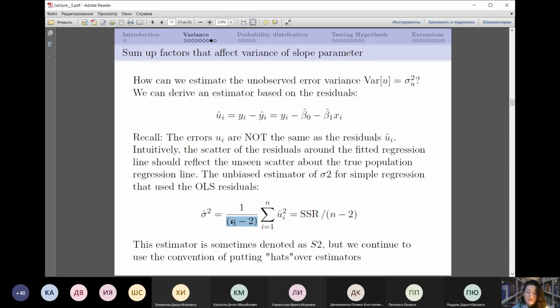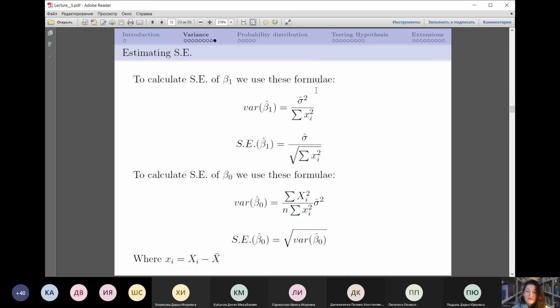I hope that you remember what degrees of freedom mean from your statistics course. After this, we can obtain the variance of the residuals, and we can plug in this variance in the formula of the variance of our coefficient.